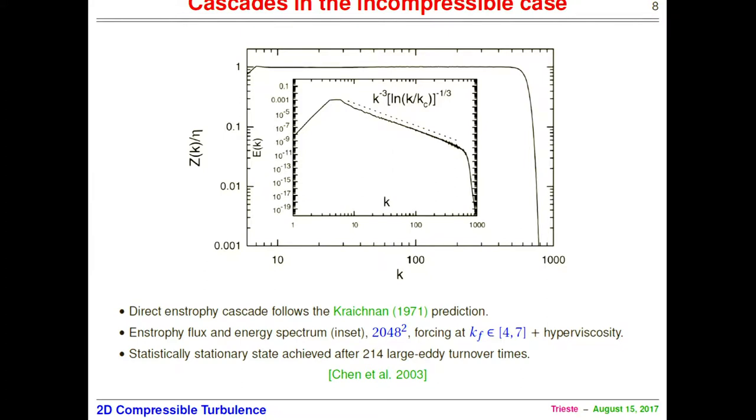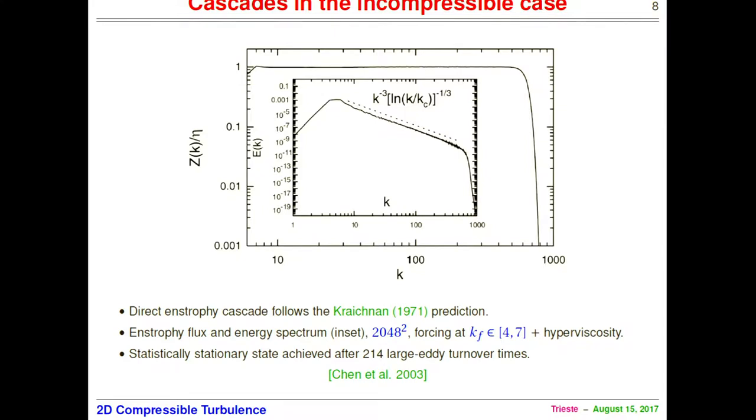The simulation is not really very high resolution by today's standards, so it's 2040 squared. But this group was using hyperviscosity so that this part is very steeply falling down, and they were able to really get a very nice result for the constant flux.